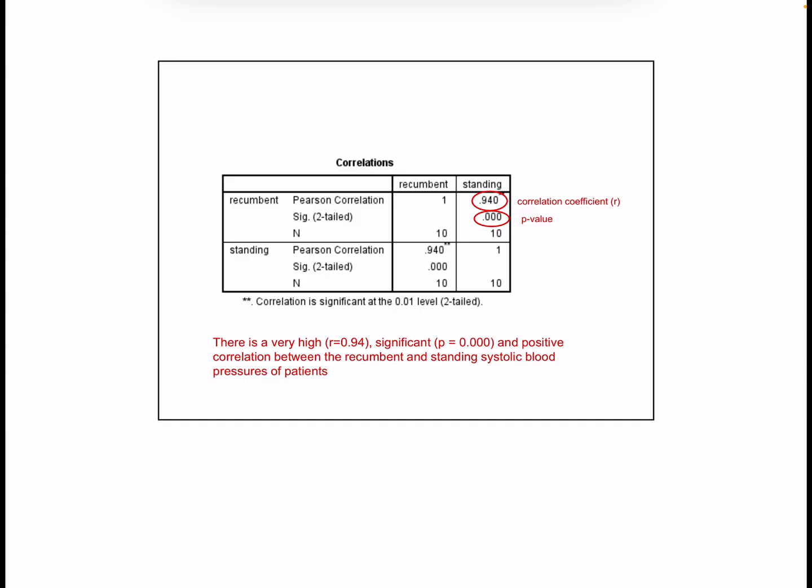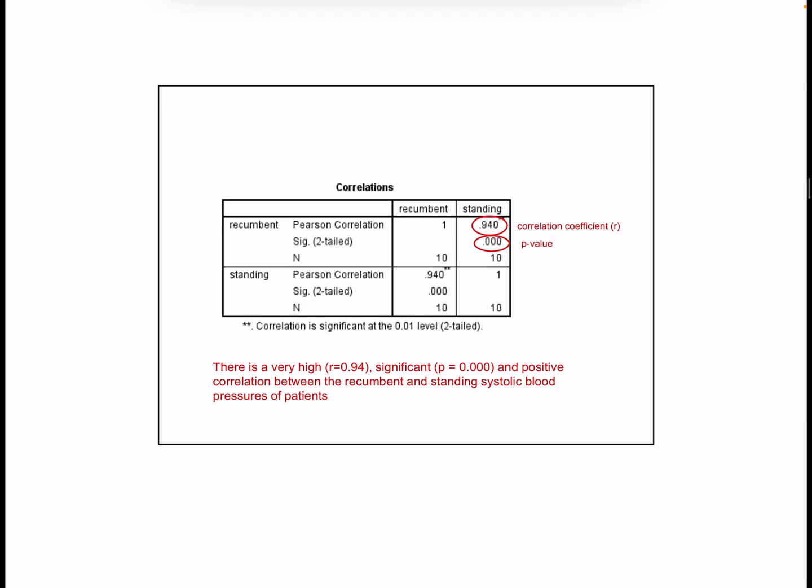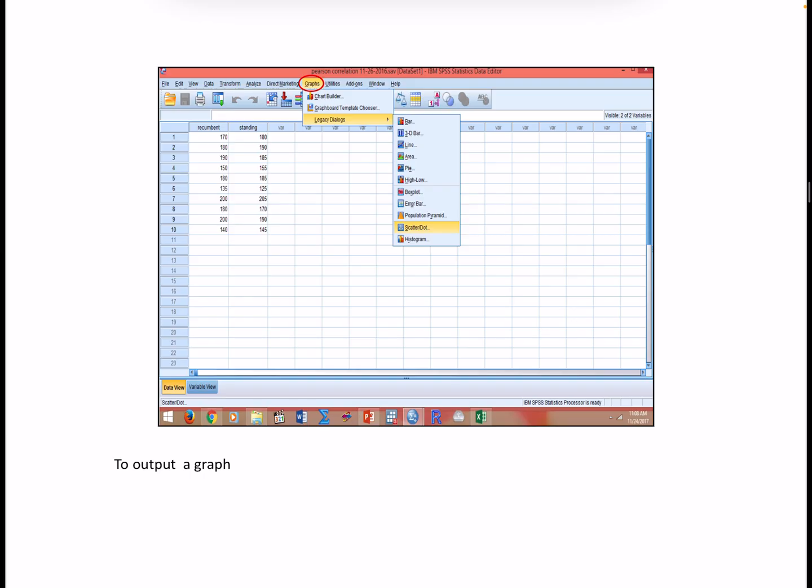Okay? So, there you can see the correlation coefficient, or the R, small letter r. And then, if the p-value is less than your set threshold, then that is significant. Alright, so this is the interpretation for that. There is a very high significant positive correlation between those two variables. So, always take note of that.